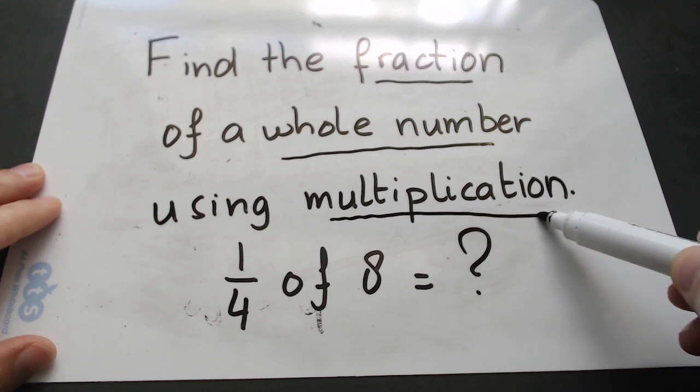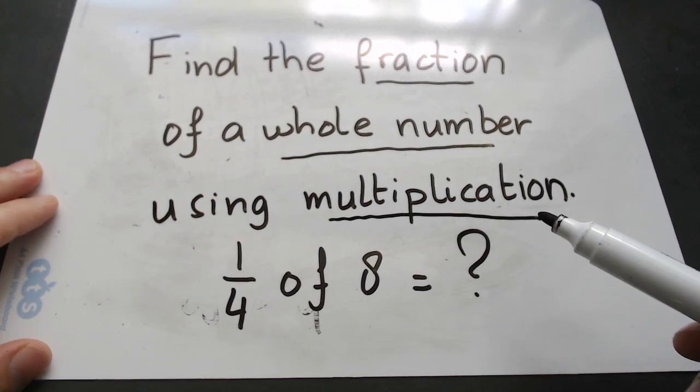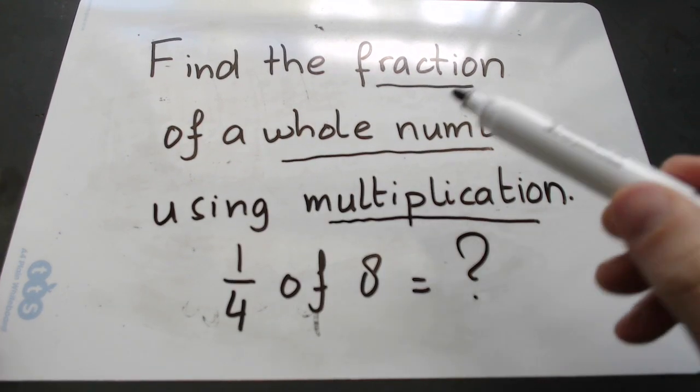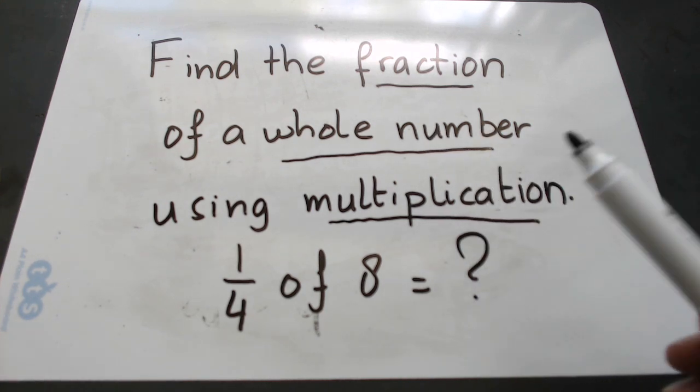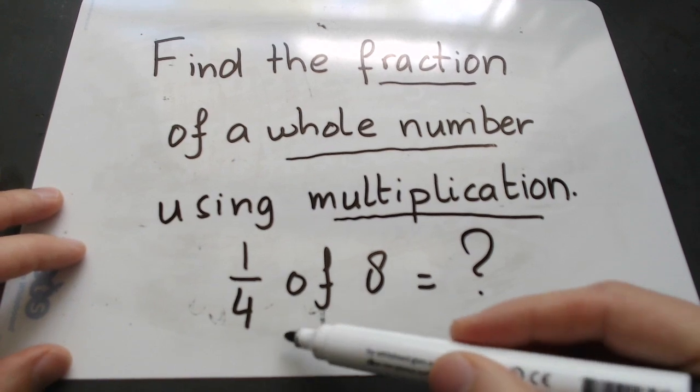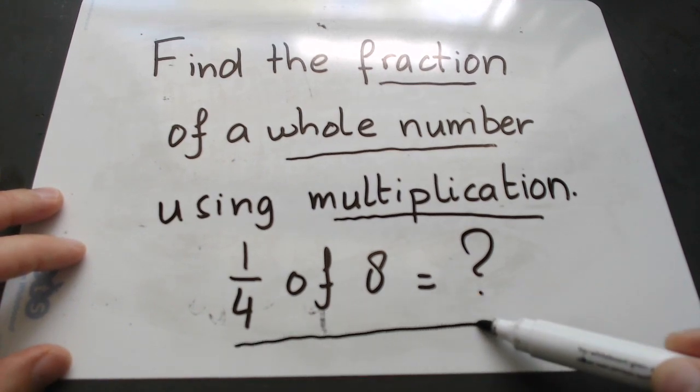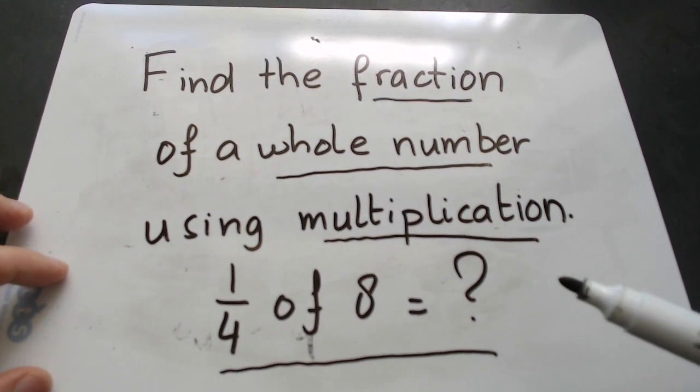So maybe you remember that before the break, we used division to find the fraction of a whole number, but today I'm going to show you how you can use multiplication to get the same result. And here you see a little example sum, so a quarter of 8.